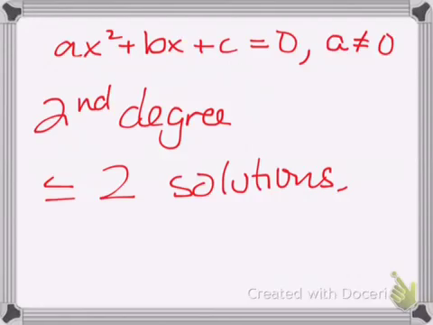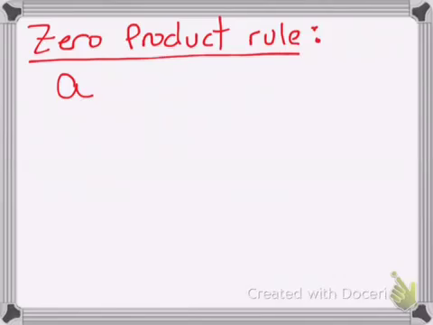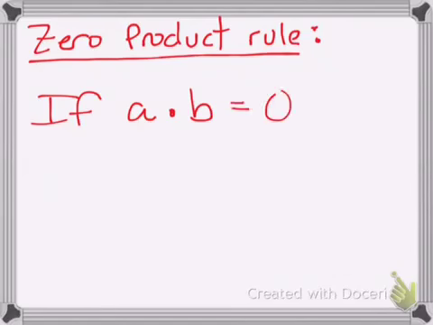Now, one other thing that's going to be necessary for this is called the zero product rule. Have any of you ever heard the zero product rule before? The zero product rule has to do with zero, and what does product have to do with? Multiplication, right? So the zero product rule says if A times B equals 0, what conclusion can we draw?